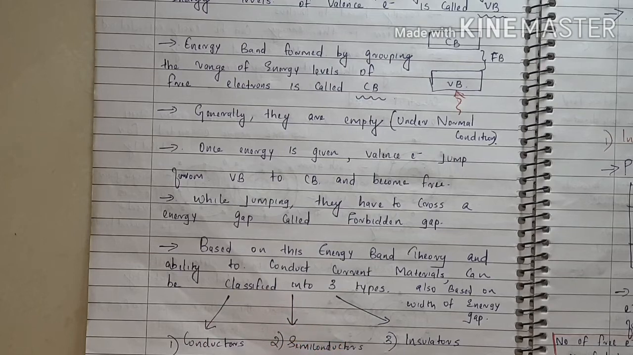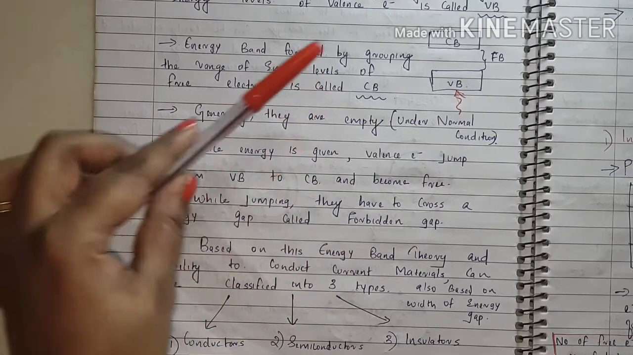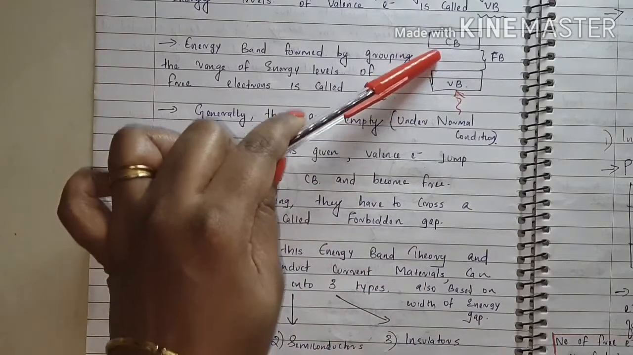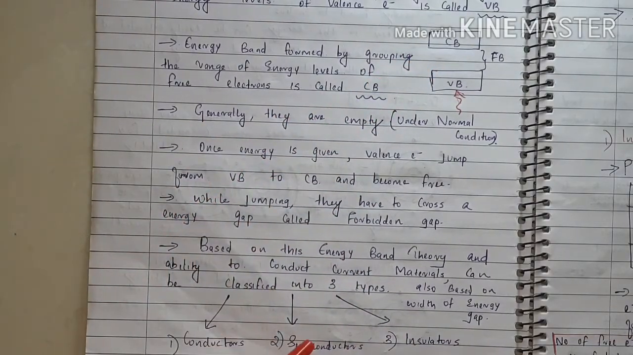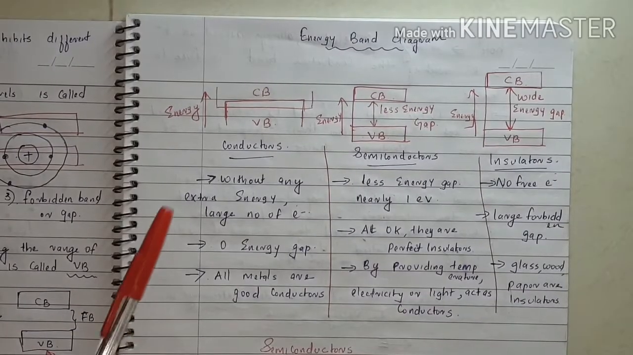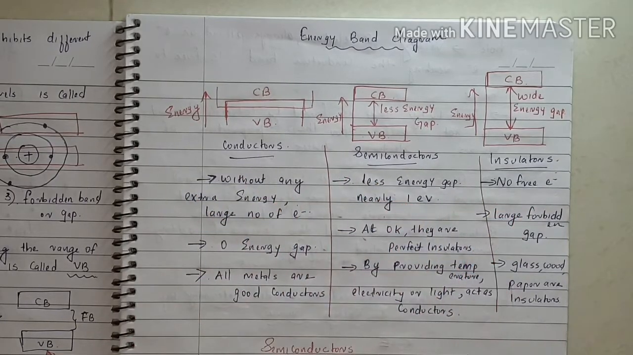Under three criteria, we can classify the materials into conductors, semiconductors and insulators. What are the criteria? One is based on the energy band theory. Second one is based on the current conduction of materials. And the third one is based on the width of energy gap. We can classify the materials into three types. Here is the energy band diagram of conductors, semiconductors and insulators.